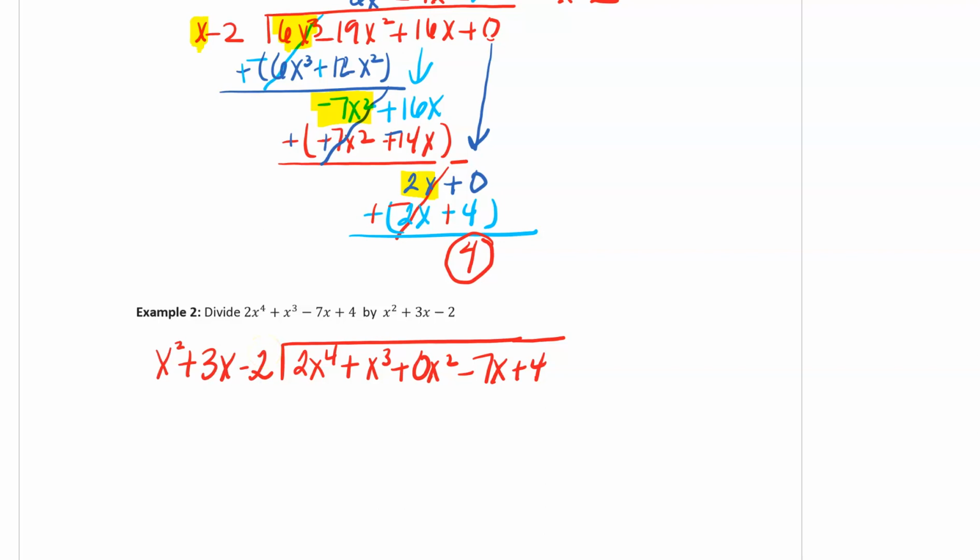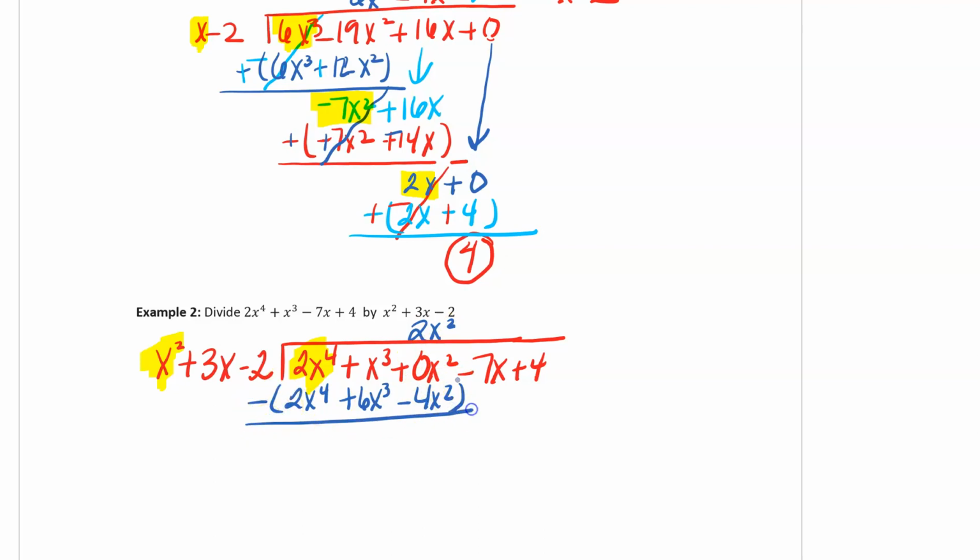So again, we're going to do it the same as when you're only going to compare these front terms. And so I'm going to say x squared times what would give me 2x to the 4th, and that's a 2x squared. I'm going to put it above my other x squared term so that I know I only have to do this 2 more times. Then we'll multiply. 2x squared times x squared gives me 2x to the 4th. 2x squared times 3x gives me a plus 6x cubed. 2x squared times negative 2 gives me a negative 4x squared. You can see having this placeholder really helped me to keep me organized.